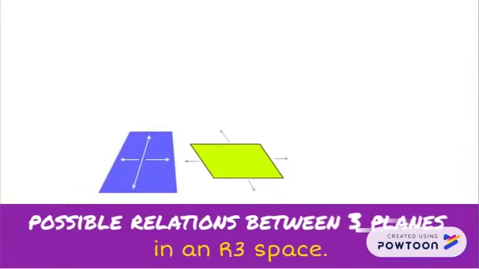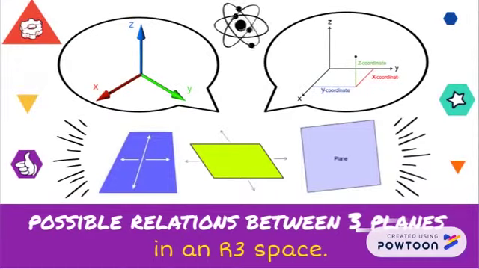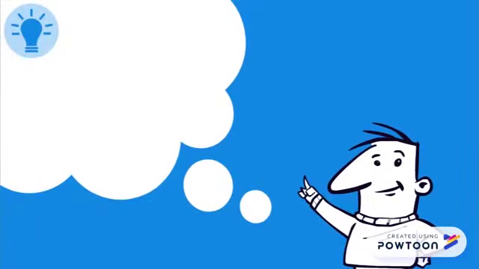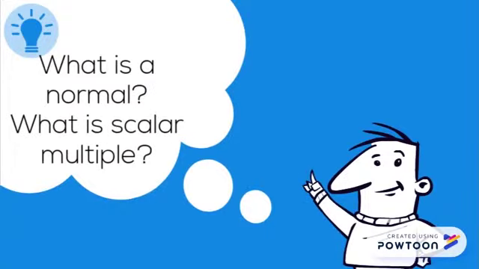In this video, we're going to talk about the possibilities of three planes in an R3 space. First, we need to know about some prerequisites. We need to know what a normal vector is, and we also need to know about scalar multiples. So let's start.